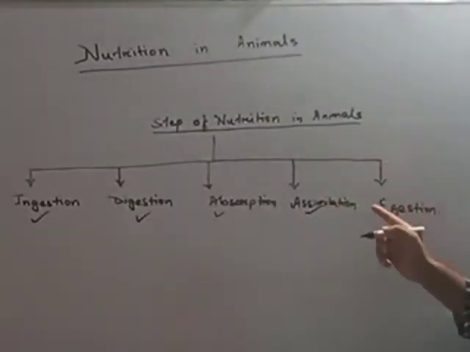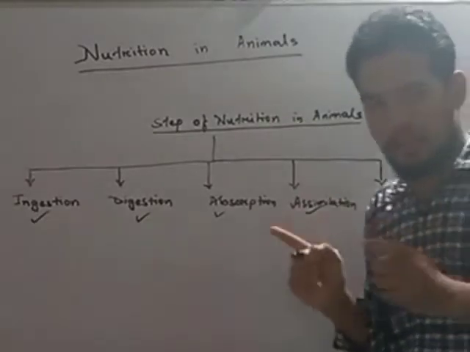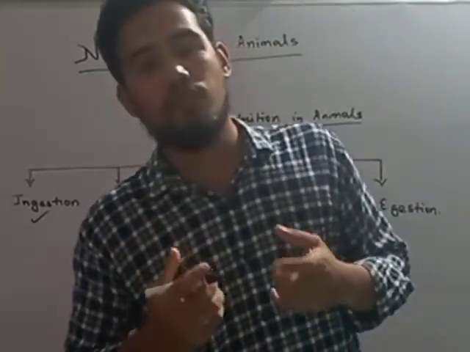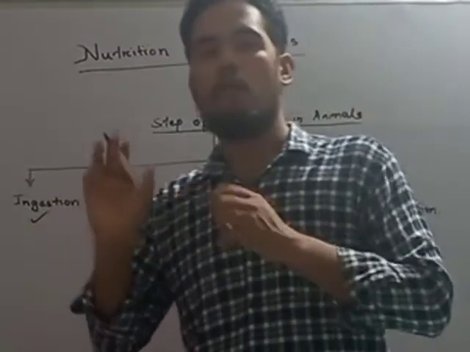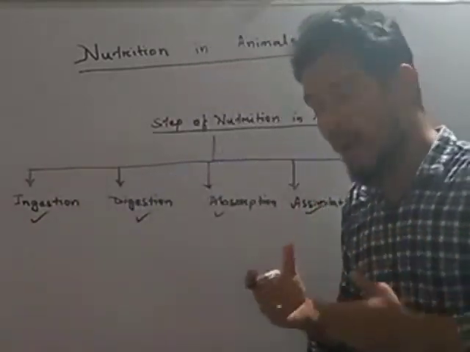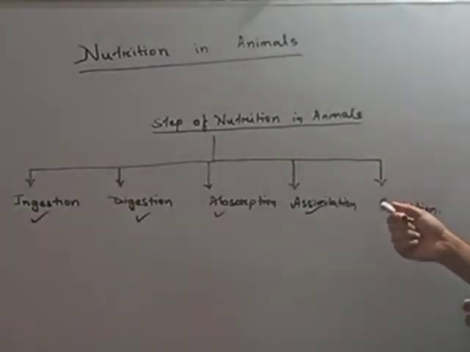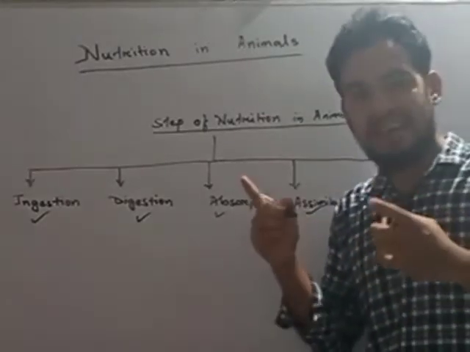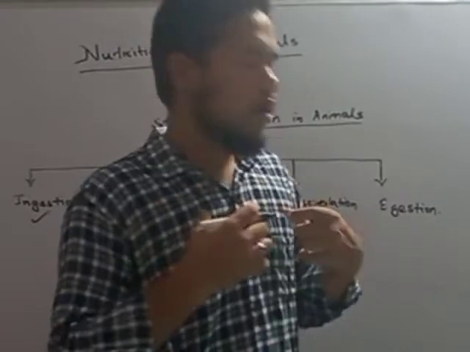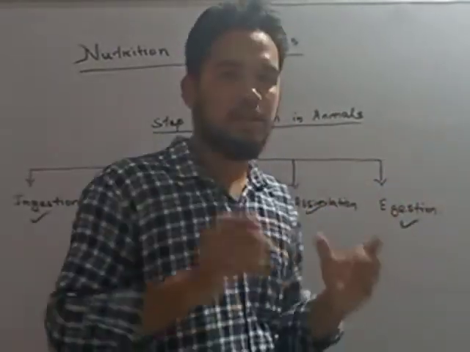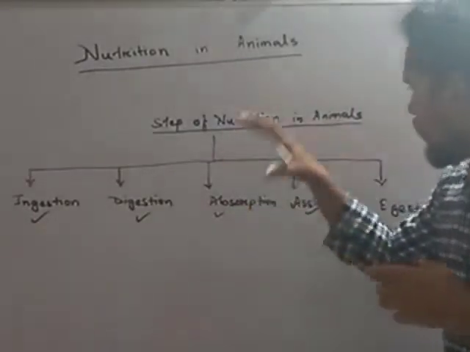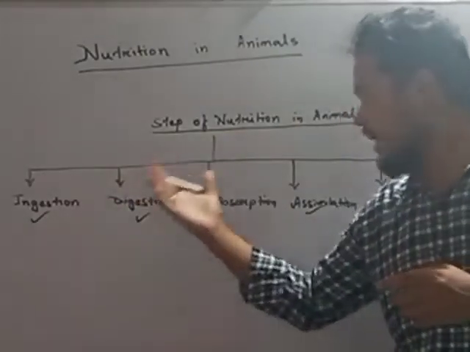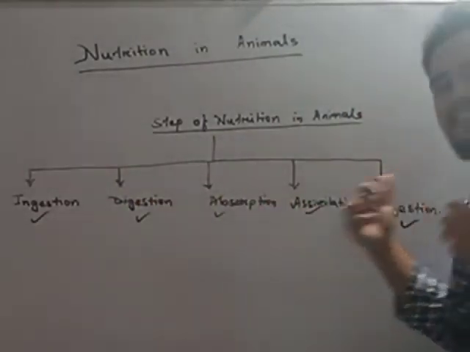After assimilation, the next step is egestion. That means in egestion, the undigested food product is removed from our body. The process by which undigested food product is removed from our body is known as egestion. So basically, the five steps of nutrition in animals are ingestion, digestion, absorption, assimilation, and egestion.